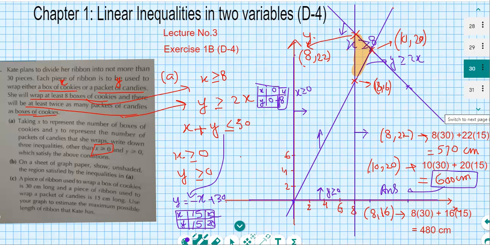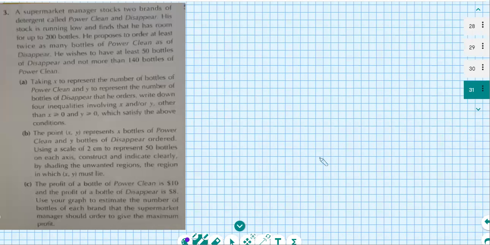Okay. Next question. Question number 3. A supermarket manager stocks two brands of detergent called Power Clean and Disappear. His stock is running low and he finds he has room for up to 200 bottles. He proposes to order at least twice as many bottles of Power Clean as of Disappear. He wishes to have at least 550 bottles of Disappear and not more than 140 bottles of Power Clean.